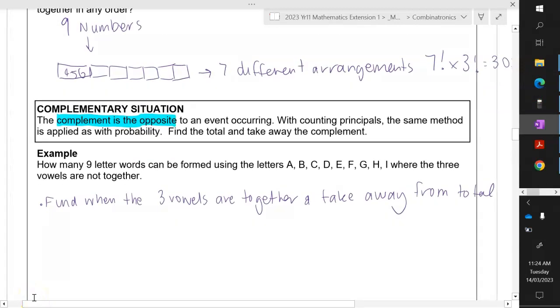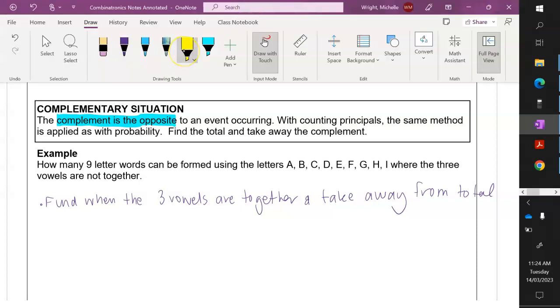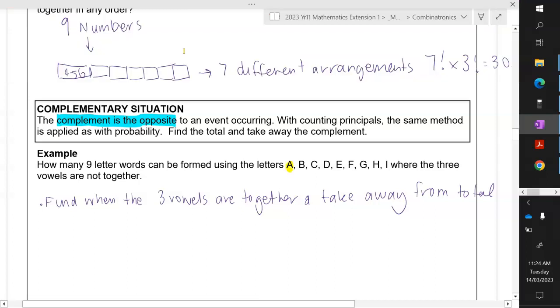It says, how many 9-letter words can be formed using the letters A, B, C, D, E, F, G, H, and I, where the 3 vowels are not together? So you need to remember your English here. Your vowels are A, E, I, O, and U. And remember the other letters that are not vowels are called consonants. So we use that a fair bit in these questions.